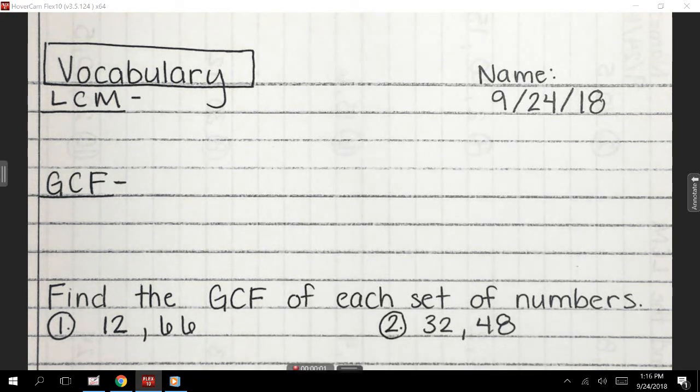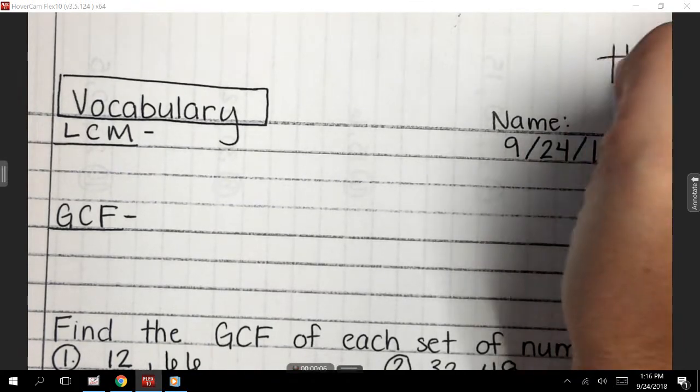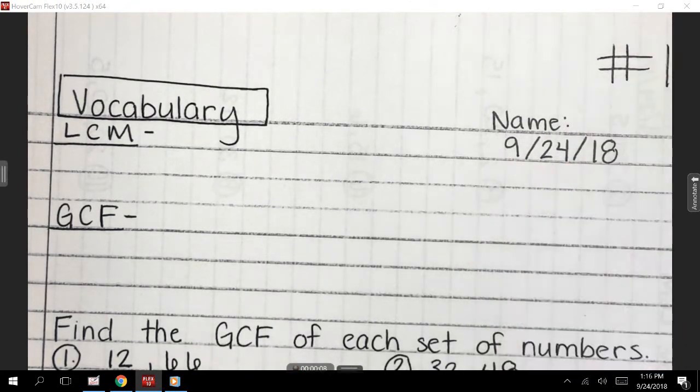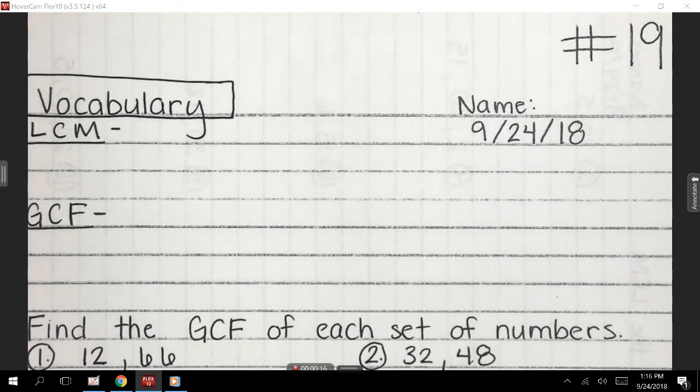Today this is going to be number 19. So make sure we're labeling this number 19. Make sure you're on the front side. Yes? Yeah. All right, so number 19, and I can't see mine. There it is, number 19.